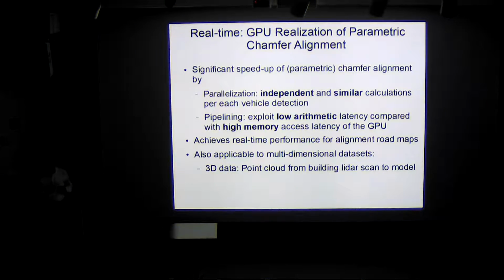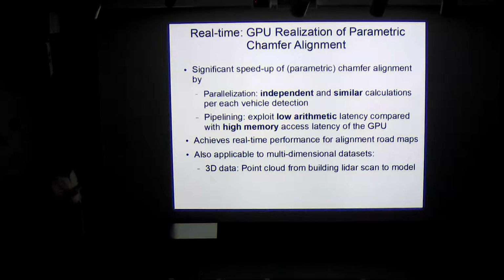So in the next stage, what we worked on was also to see if we could do this in real time, because you're trying to use this for tracking. I will just summarize this by saying that we can obtain a significant speed up of this parametric chamfer alignment by parallelization, because you have independent and similar calculations for each vehicle. So this is nicely parallelizable on a GPU.